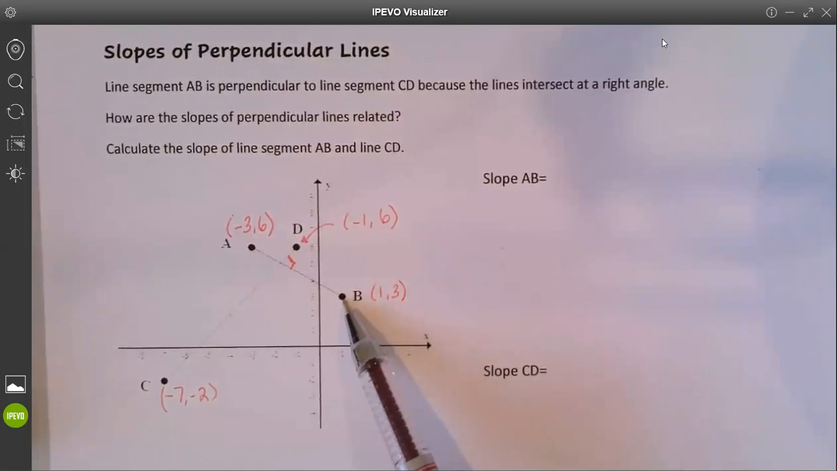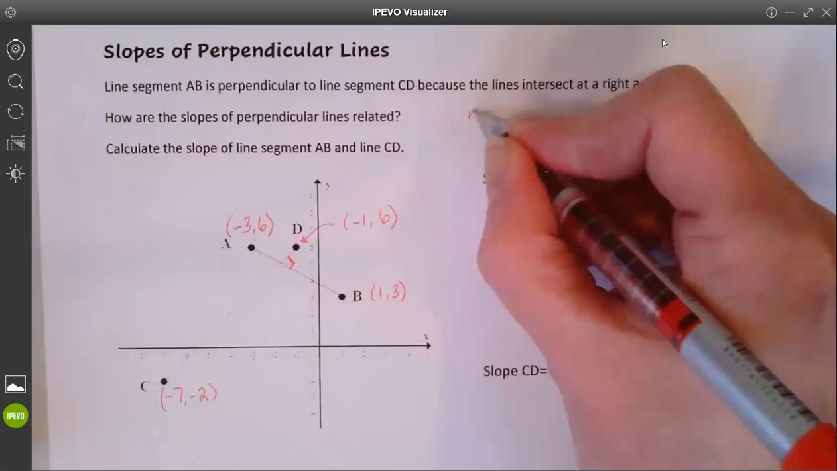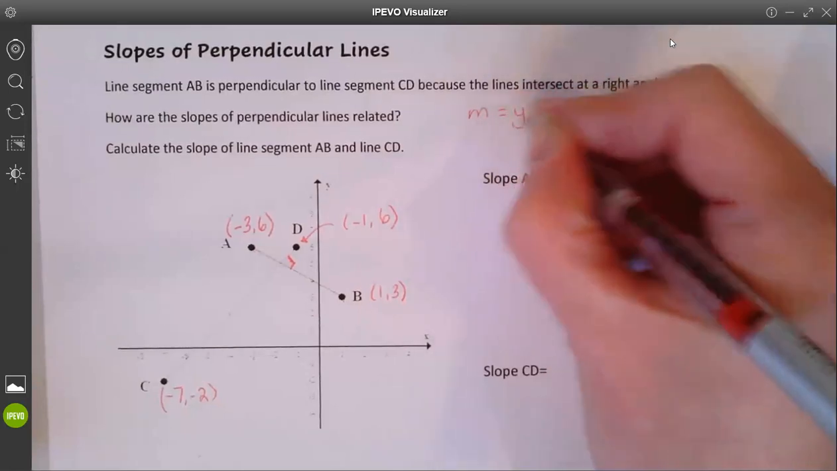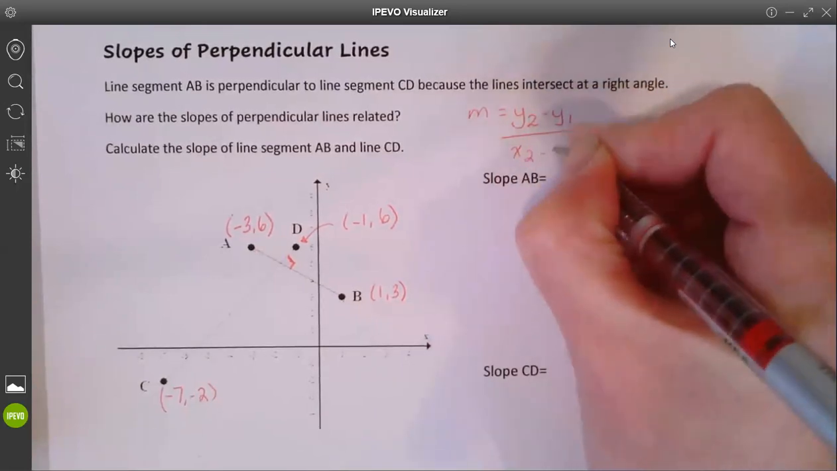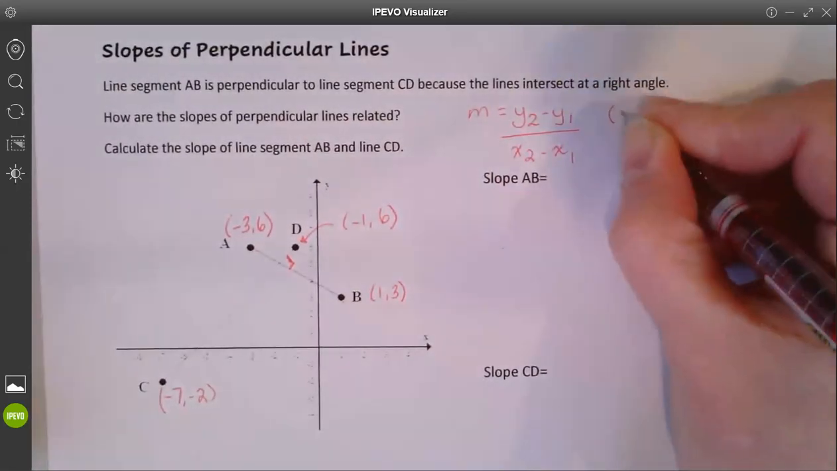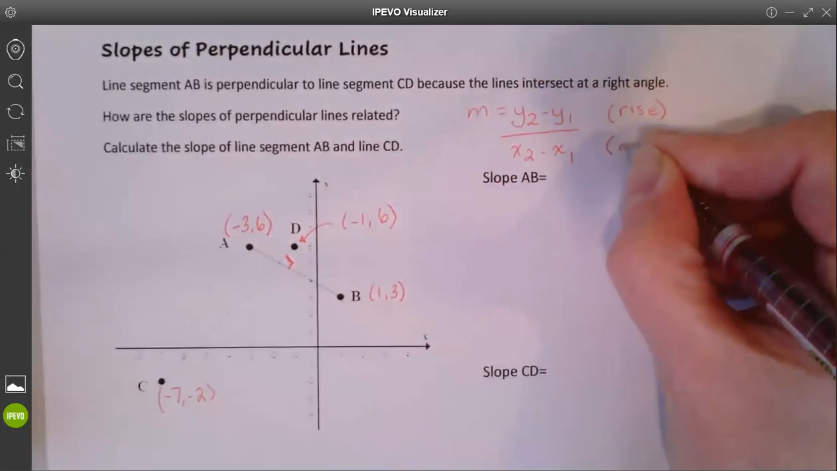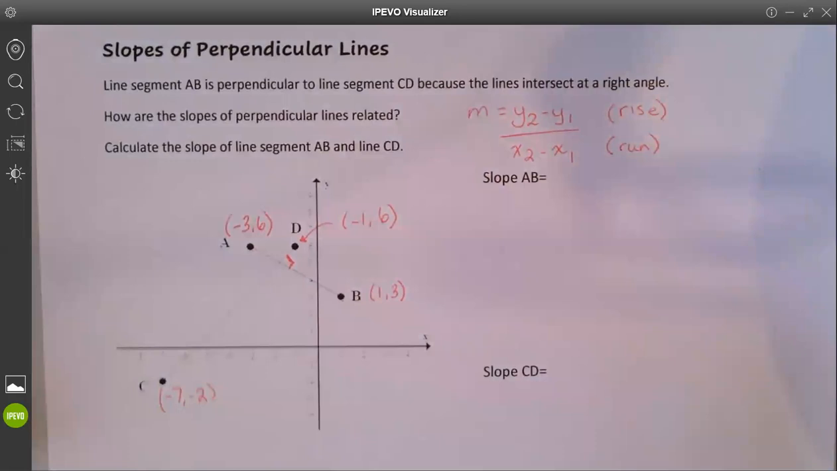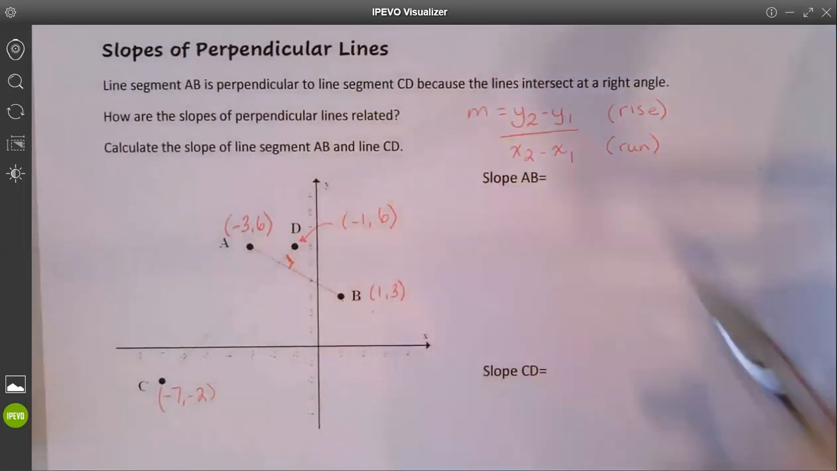So to calculate the slope of line segment AB, I'm going to use the slope formula that we learned last class, which is m equals y2 minus y1 over x2 minus x1. When you take the difference in the y values, you are calculating the rise. And when you take the difference in the x values, you are calculating the run. So we're going to use these two ordered pairs in the slope formula.